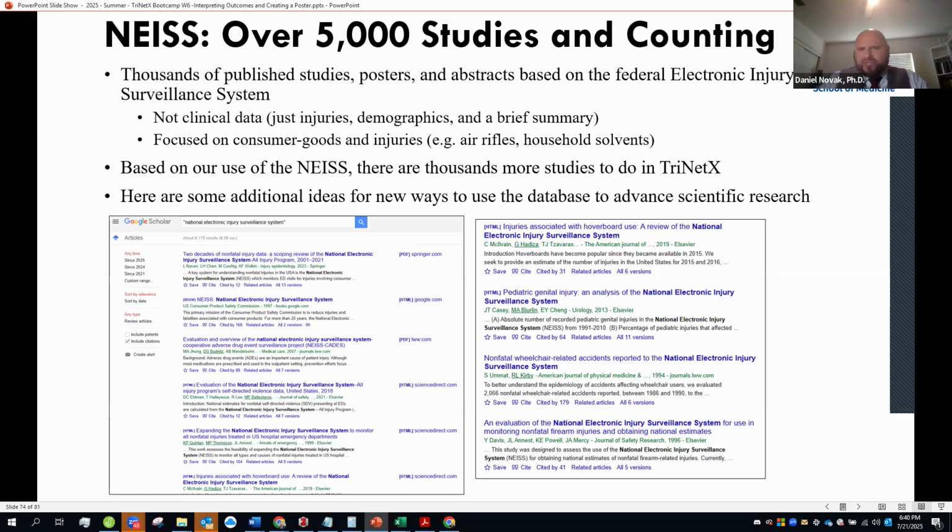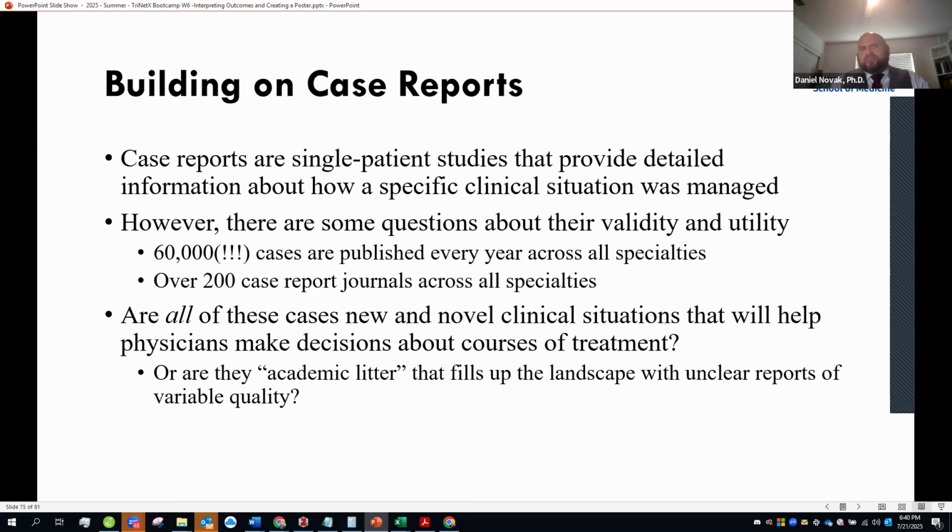It's focused on consumer goods and injuries like air rifles and household solvents and air conditioners and weights and God knows what else, pots and pans, knives and forks. But based on our use of the NEISS, I believe that there are thousands and thousands more studies to do in TriNetX, that the depth of clinical data in there, that the kinds of questions we can ask, limited though they may be in a lot of ways, are really, really interesting. I think there's a lot to do. So I just wanted to present a couple of additional ideas.